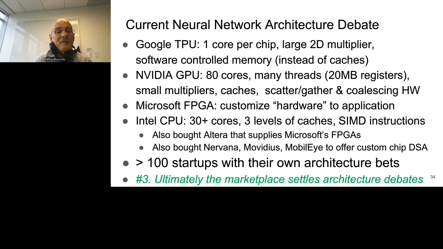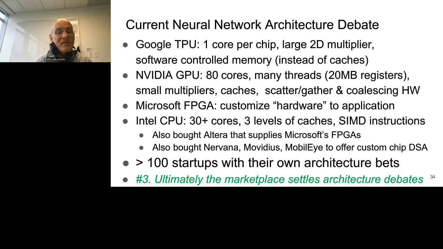Microsoft has been betting on field programmable gate arrays. They put these in every server, and it allows you to customize the hardware. FPGAs aren't as efficient as custom chips, but they're much more flexible. Intel is kind of betting on everything. They have lots of cores, lots of caches, and SIMD instructions that are going to match the domain of machine learning. They also bought Altera that supplies the FPGAs for Microsoft, and they also bought companies that do custom chips like the TPU.